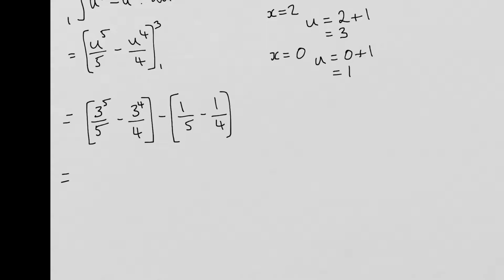Evaluating those, 3 to the power of 5 is 243, so in that bracket there, 243 over 5, take away 81 over 4, and then here, the fifth take away the quarter is going to give me, I believe, the 20th.